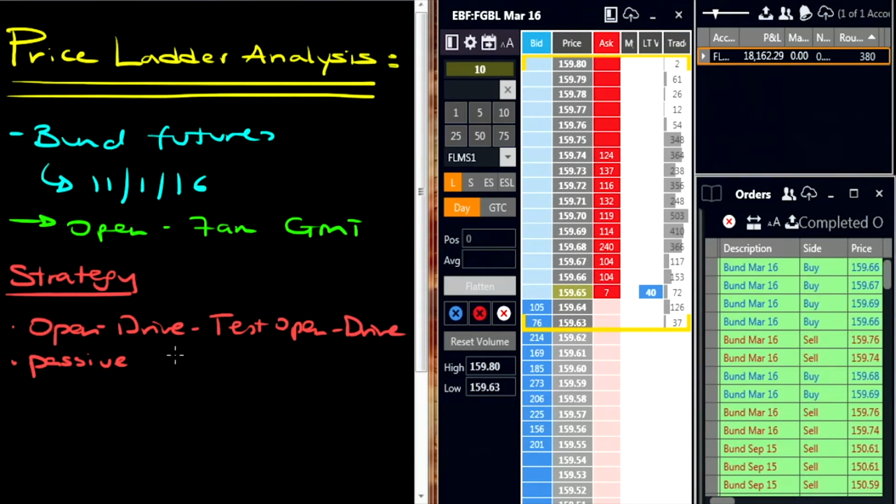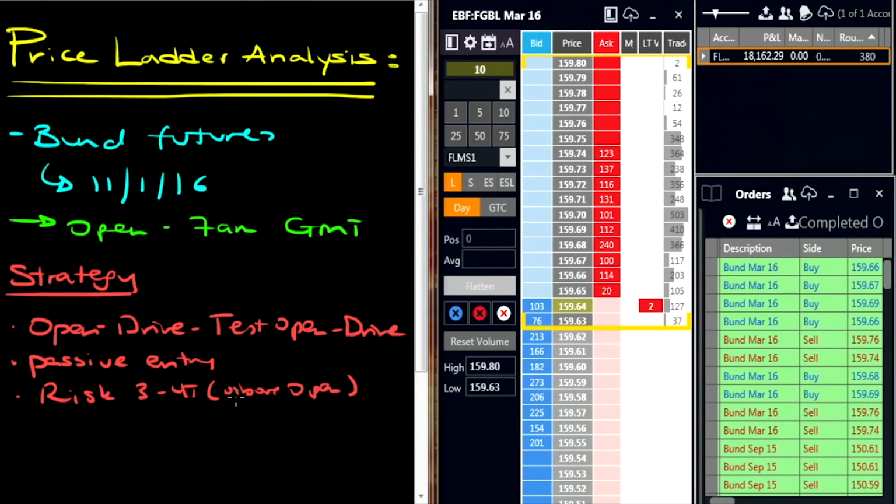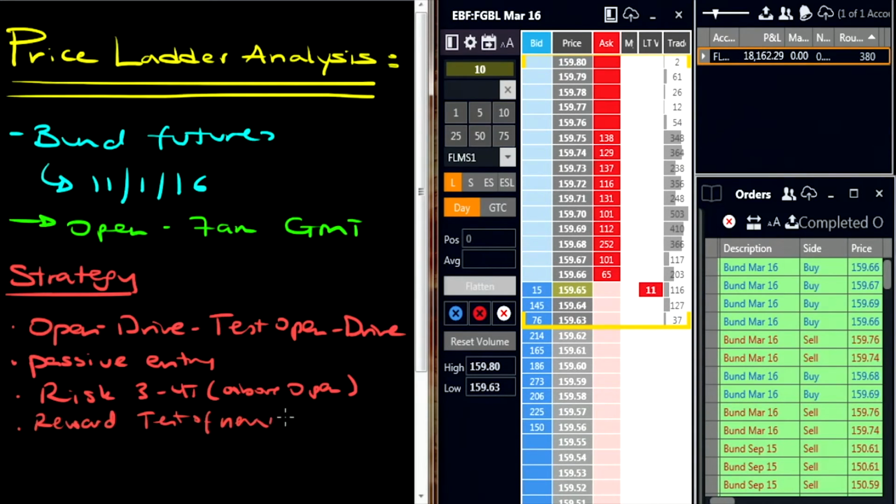But like we said, passive entry. In terms of risk, we're looking at 3 to 4 ticks, but ideally you want to be above the open. Obviously, if this was the other way around, you want to be below the open if you're buying it. So above the open. And then in terms of reward, you're looking for a test of a new low, and that more or less is about 6 to 7 ticks.